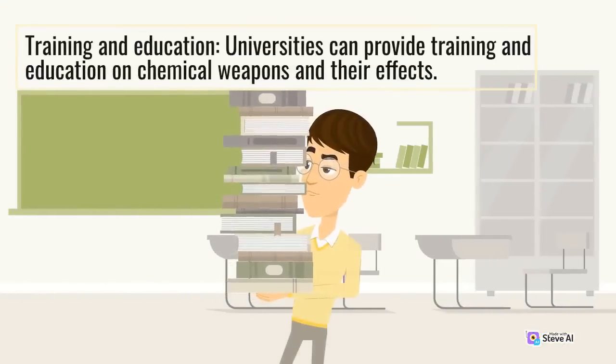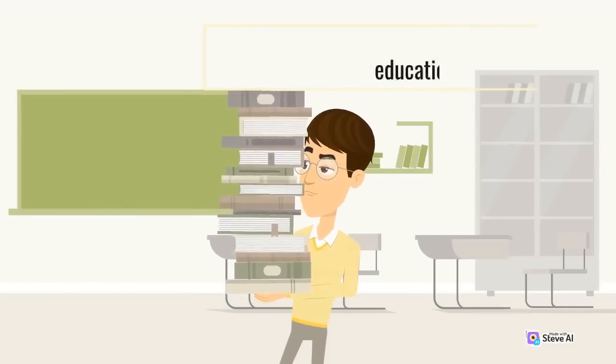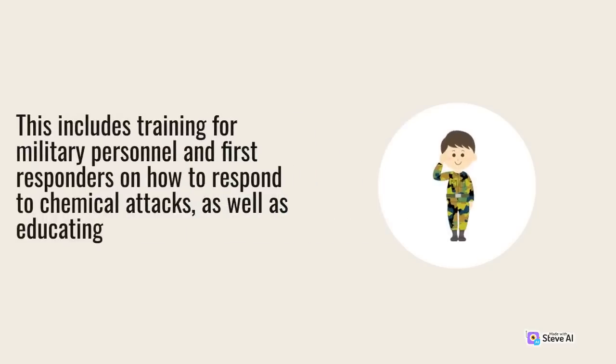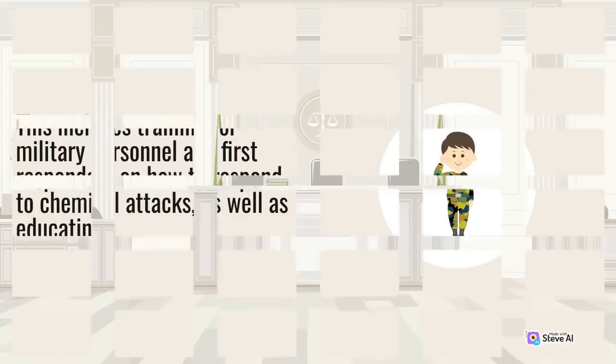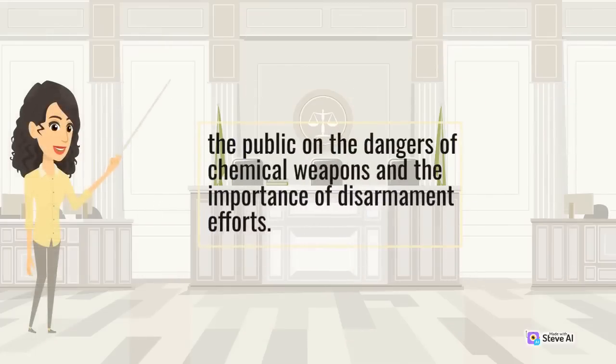Training and education. Universities can provide training and education on chemical weapons and their effects. This includes training for military personnel and first responders on how to respond to chemical attacks, as well as educating the public on the dangers of chemical weapons and the importance of disarmament efforts.